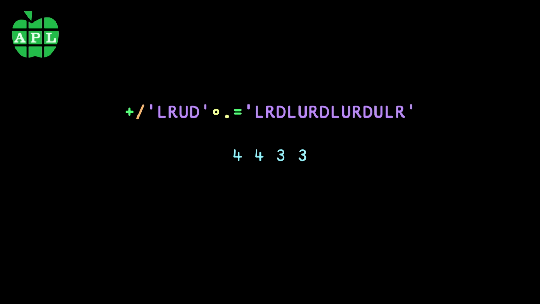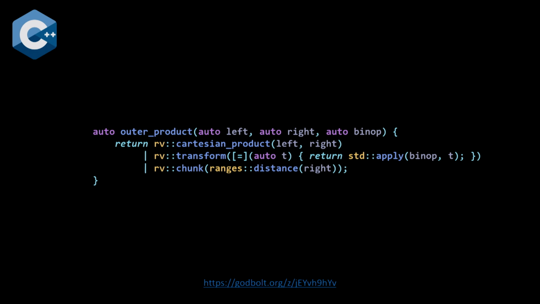Once again, I'm not saying that this is the way you would want to solve this in C++. It affects the way that I could solve this in C++. So first, let's implement an outer product. Like I said, you can do this with a Cartesian product and then pipe it to a views transform, which we need to do in order to apply our binary operation to our sequence of elements.